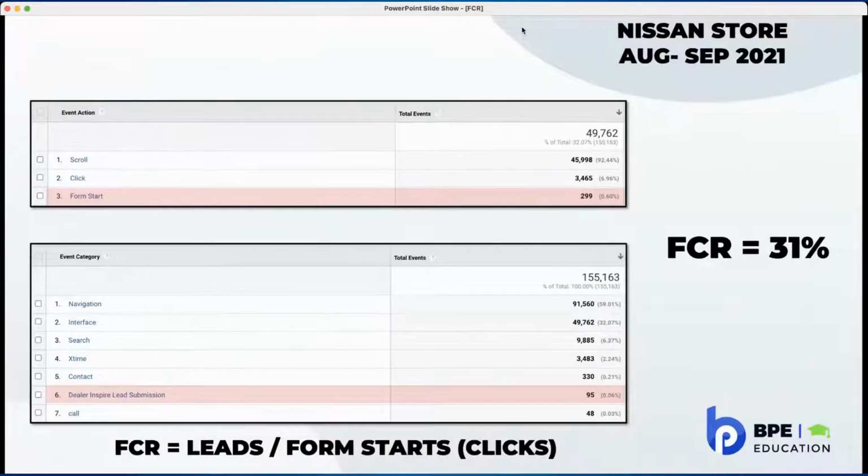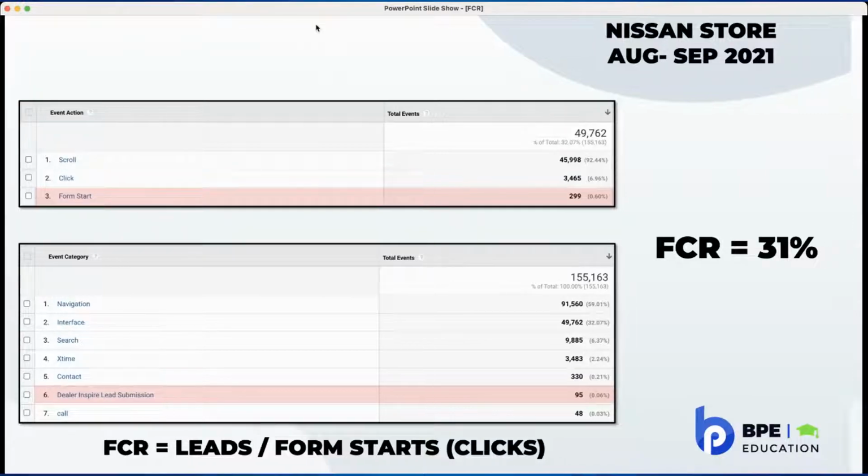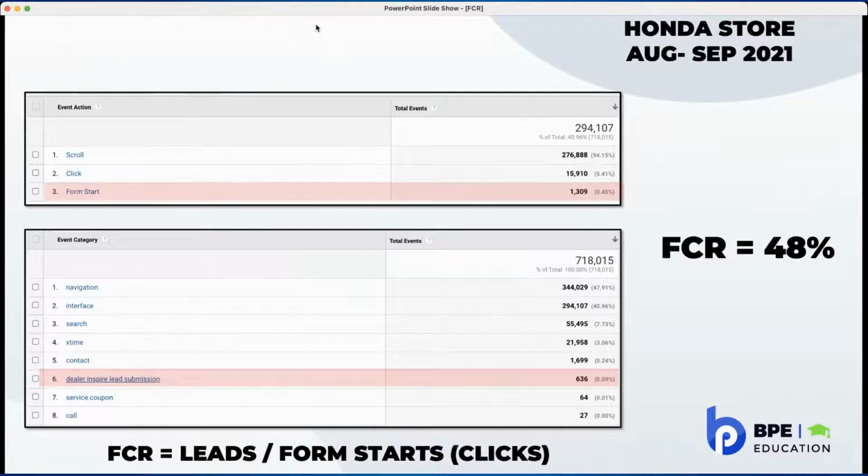A Nissan store had a form completion rate of 31%. Okay, notice form starts 299 and lead form completions 31%. That means only a third of the people who pressed the button actually completed the form. Let's look at a Honda store.